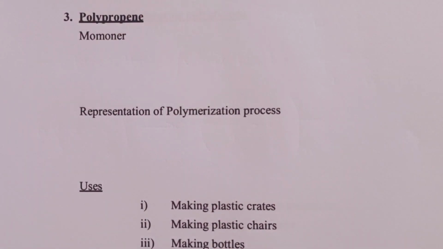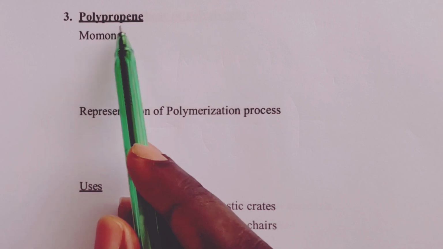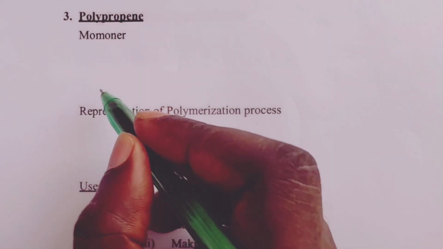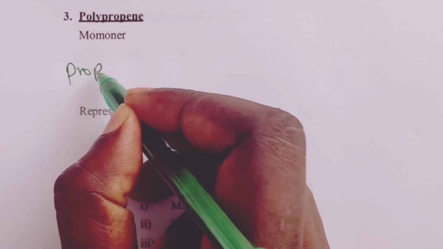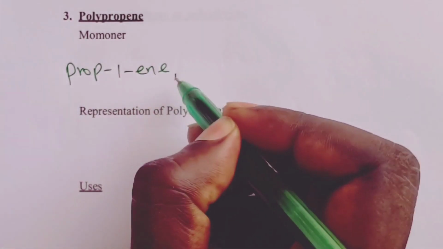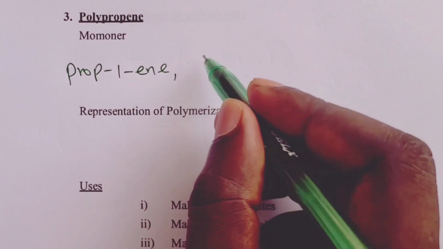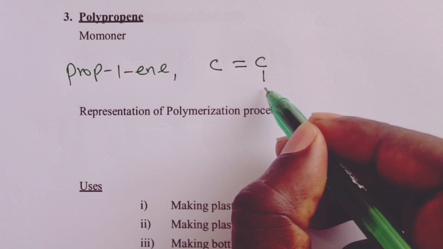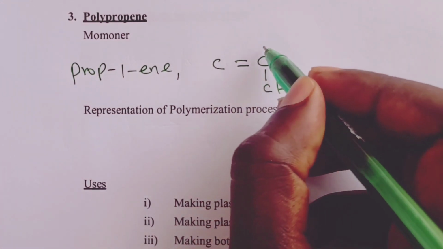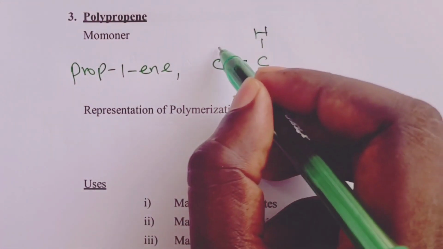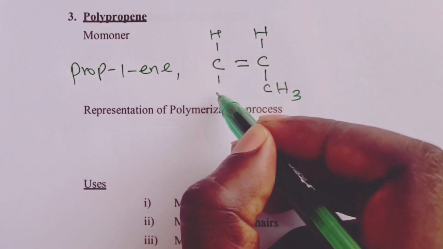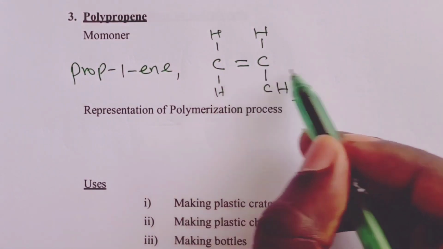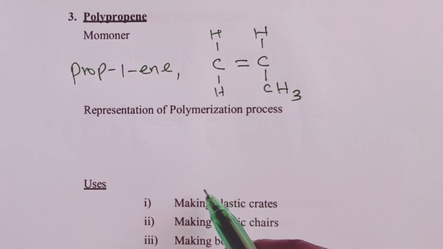The third addition polymer is polypropene. The monomer is simply prop-1-ene, or propene. Now, we will draw our monomer with the last CH3 like I've just drawn, so that it comes out clearly when we do the polymerization. So we don't make this look like a straight chain, but like a bended alkene with the name prop-1-ene.